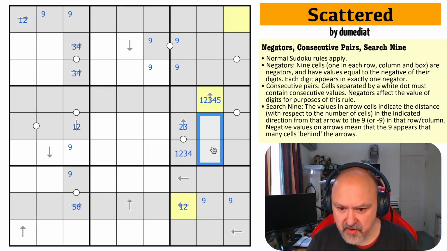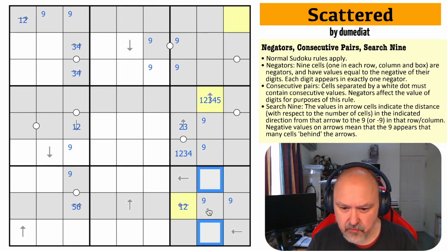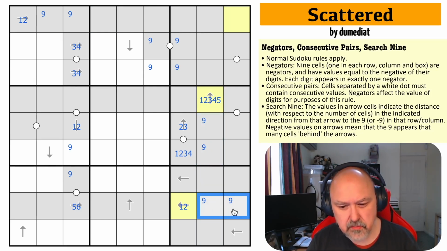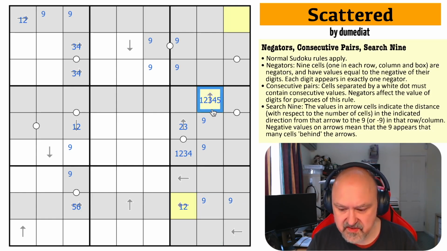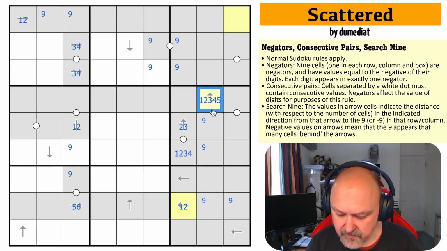Now, I could put 9 in one of those two, but I can't put 9 there or there because 9... Oh, hang on. Yeah, 9 is in one of those two. So I can't put 9 there or there. So this is not 3 or 5. Sorry, not 3 or 5. It's 1, 2, or 4.